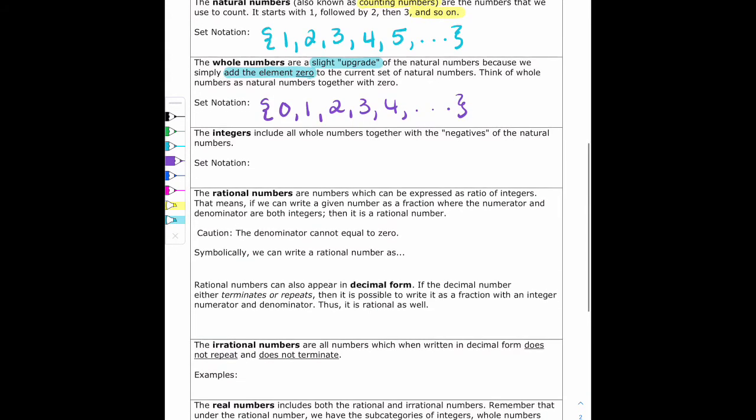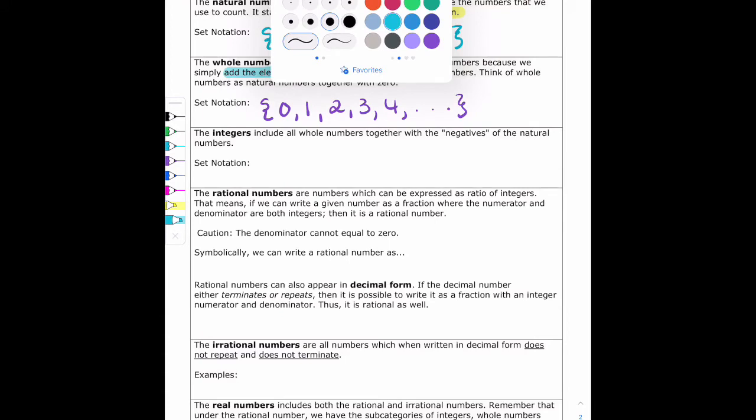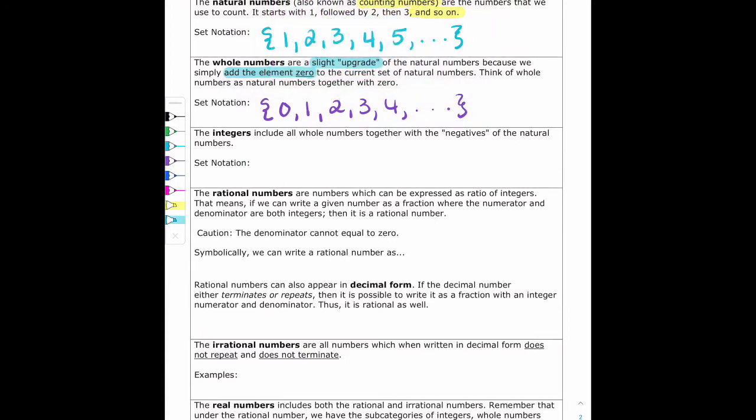If you notice, we're getting gradually bigger. The natural numbers or counting numbers are smallest, just like in the funnel picture. Add just one element, and we get the next biggest one, which is whole numbers. Now we're going to move on to the integers. For the integers, we end up with all the whole numbers together with the negatives, or what I like to call opposites.